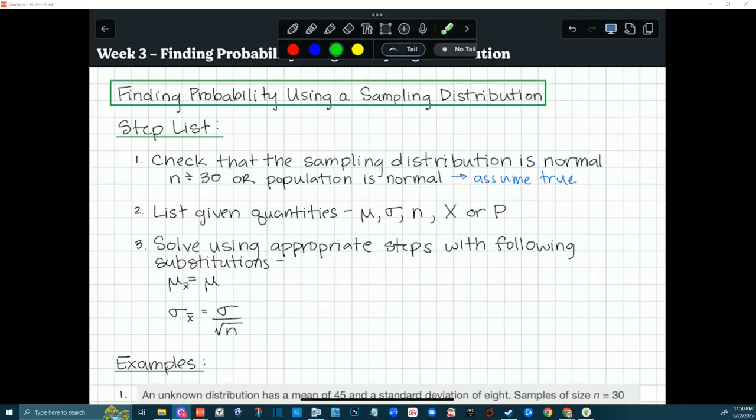And we know what these steps look like. We list the given quantities, we draw the normal distribution, we label the normal distribution, we use the appropriate function call on our calculator, and we include those steps on our paper. So let's do a couple example problems so we can get a feel for what it looks like to actually work with a sampling distribution.